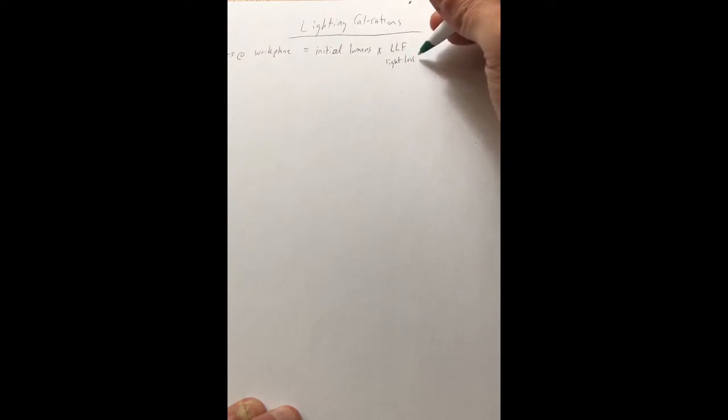So you'll find these on a cut sheet. So whatever the initial lumens are, times the light loss factor, which is known as LLF. And then we need to know the coefficient of utilization. So what are these things? So initial lumens, we're going to find that from a cut sheet, fixture sheet.